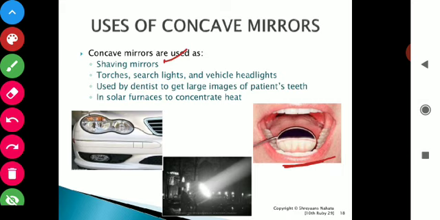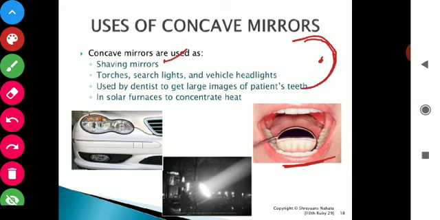Also, it is used by car makers or vehicle makers for the vehicle headlights. So how does it function there? See students, suppose this is the headlight. Okay, here is the bulb.